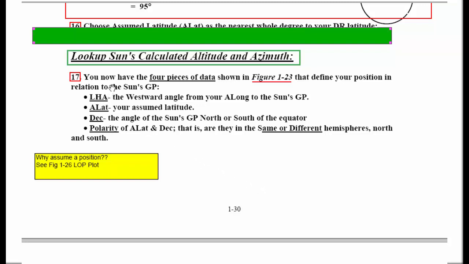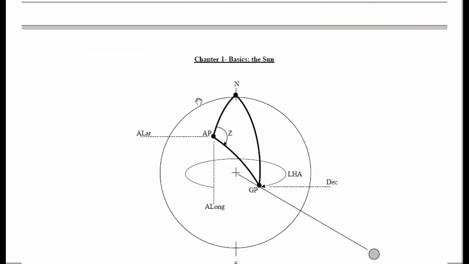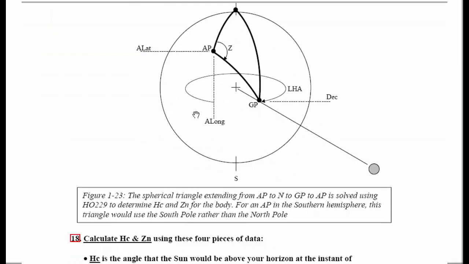And that's shown here. The next step now is to look up the sun's calculated altitude and azimuth. Because you now have 4 pieces of data shown in figure 123, and we'll look at that in a second, that define your position in relation to the sun's GP. All right, and let's look at this figure 123.